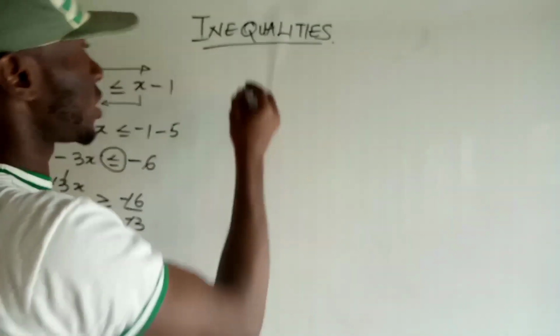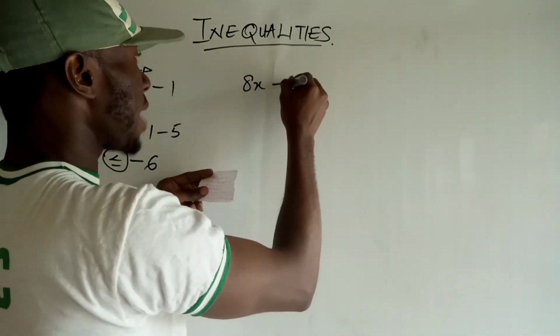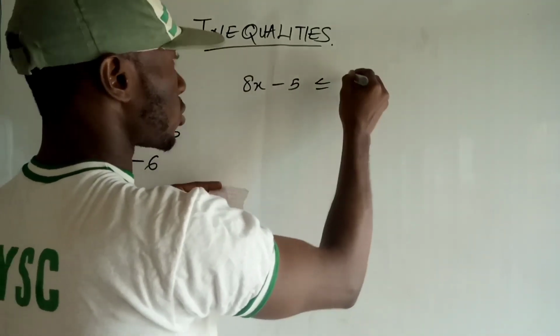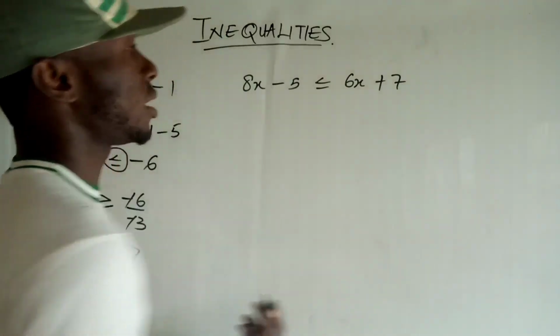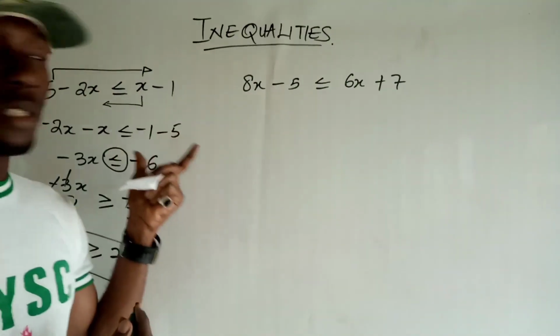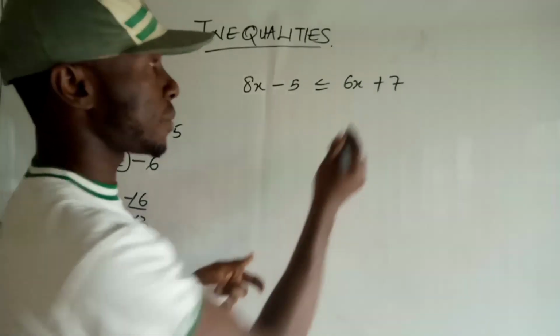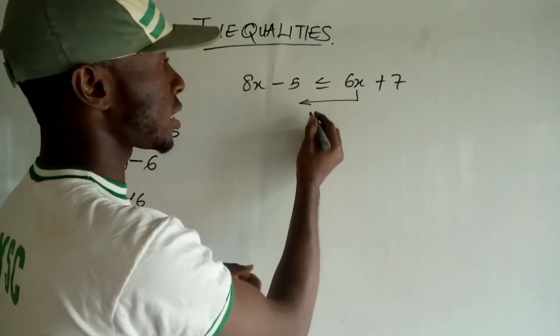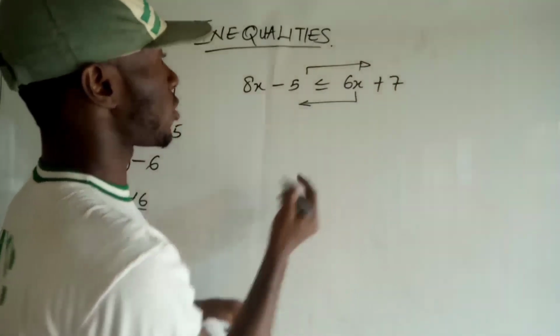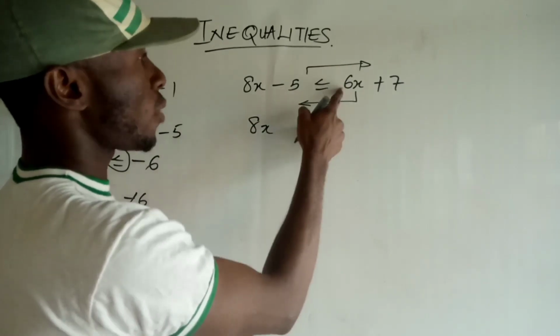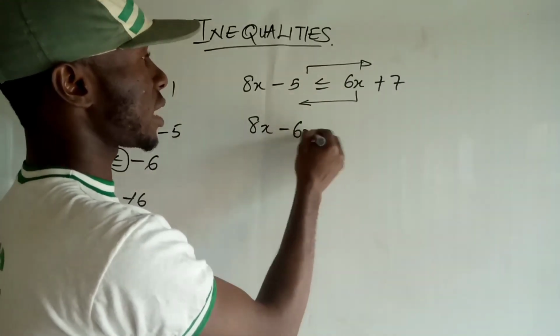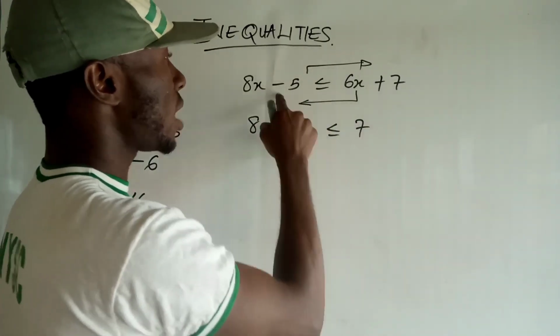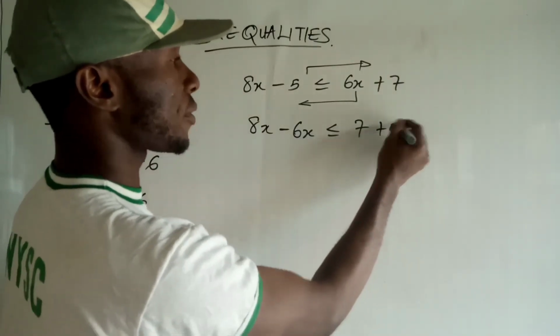So our second question is 8x minus 5 is less than or equal to 6x plus 7. This is just something like what we just treated. So you want to collect like terms. You want to take this guy to this side of the inequality and this guy to the other side of the inequality. So we have 8x. When this guy comes over, it becomes negative 6x, less than or equal to 7. And when this guy goes over to this side, it becomes positive 5, right?